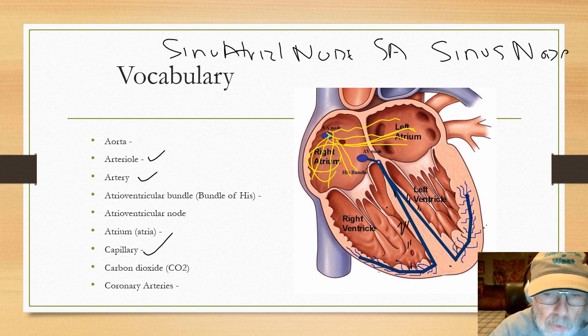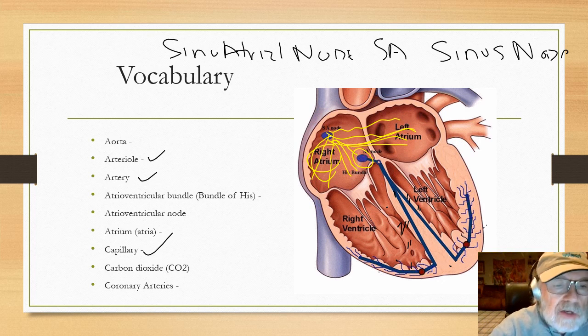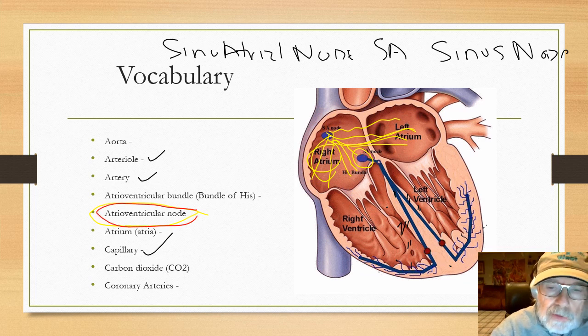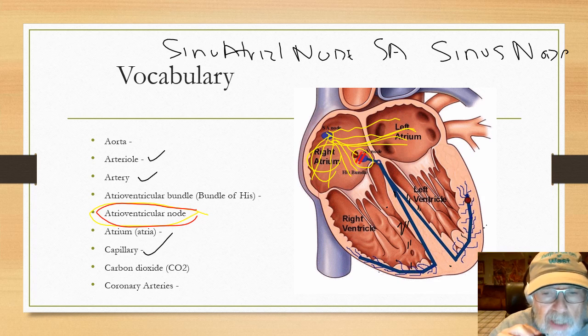Okay. What happens, it also goes to this little area right here. And that little area right there is called the atrioventricular node. The atrioventricular node. That's it right there where you see those two little lines. The purpose of the atrioventricular node is to actually hold up that electrical current just a little bit.